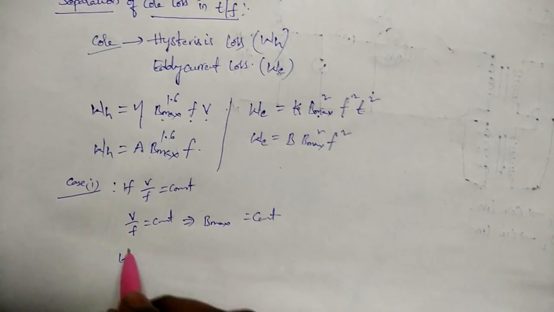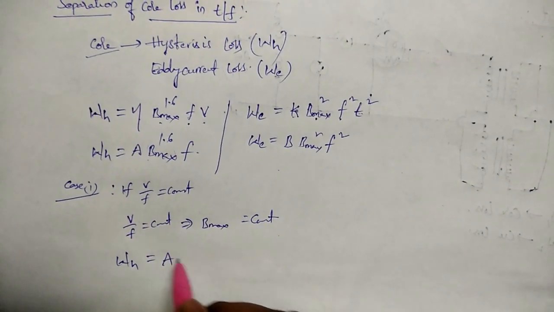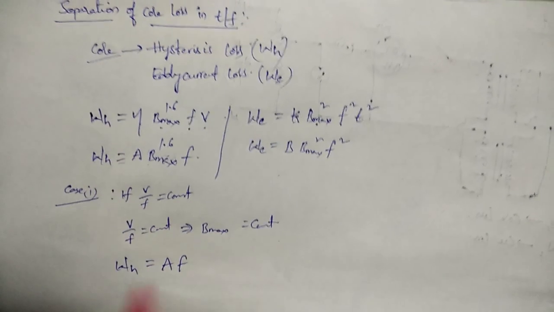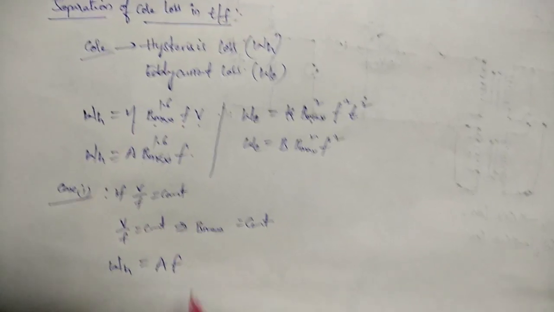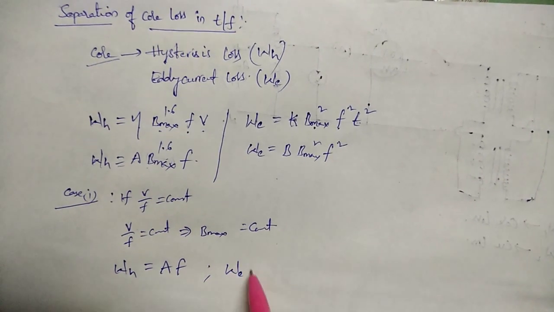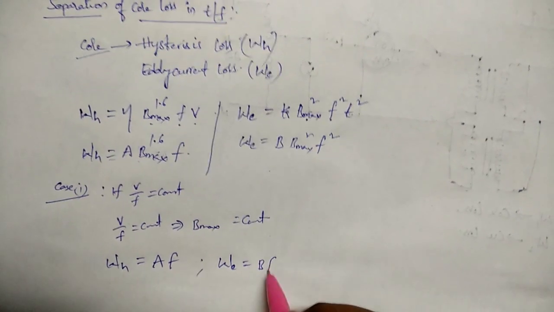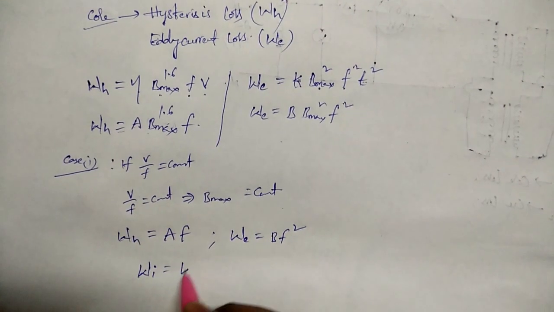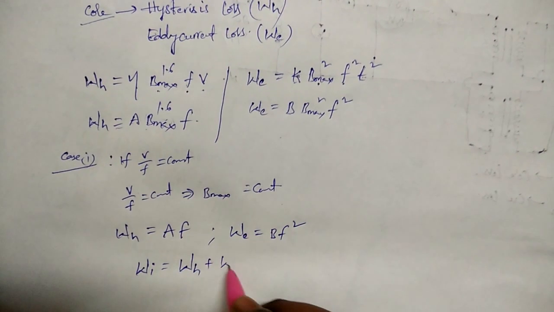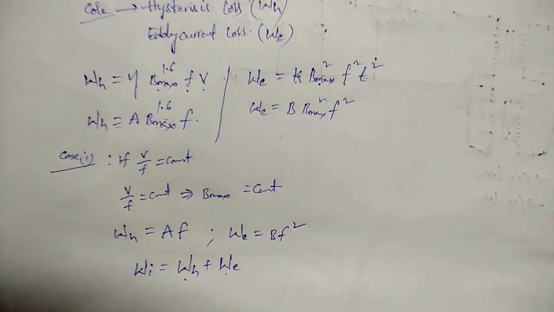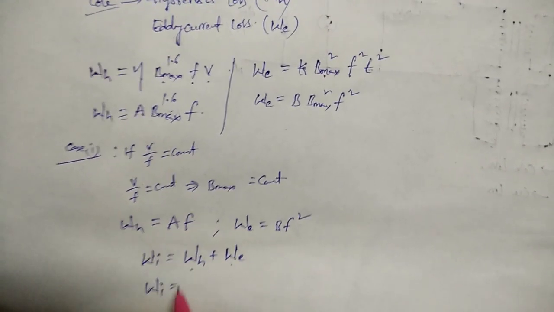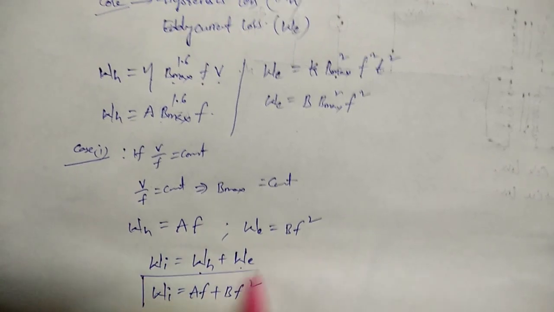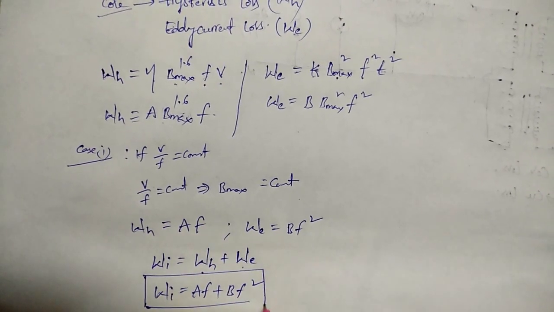So WH is equal to A into F, as I have combined this constant also here, and eddy current loss is equal to B into F square. The total iron loss Wi is equal to WH plus WE, hysteresis loss plus eddy current loss. So Wi is equal to AF plus BF square. This is the equation.